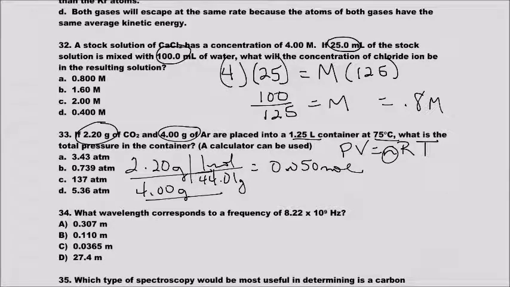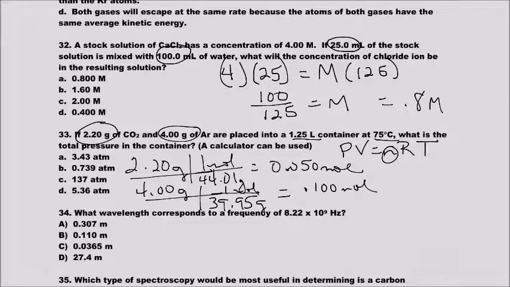So this part is the same. You have to do this math. The molar mass of argon is 39.95 for 1 mole. So 4 divided by 39.95 is going to give us 0.1.